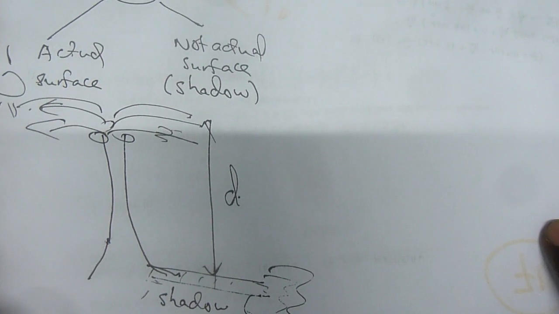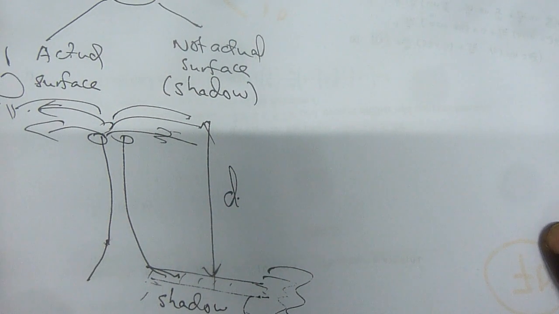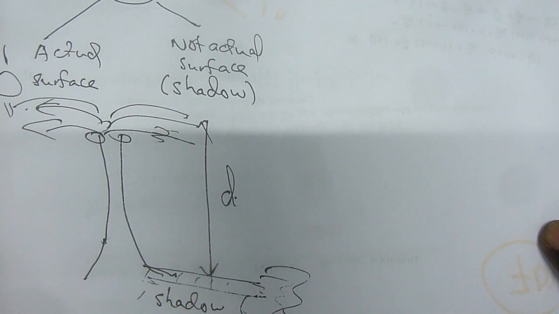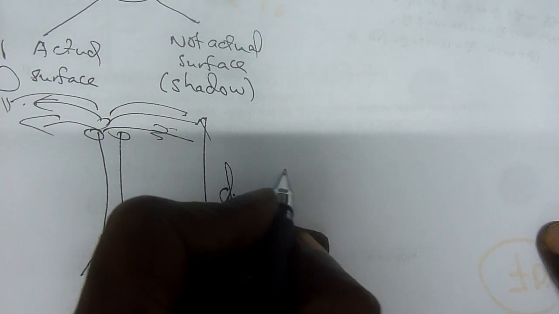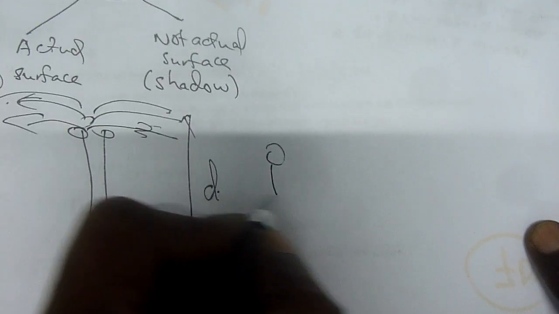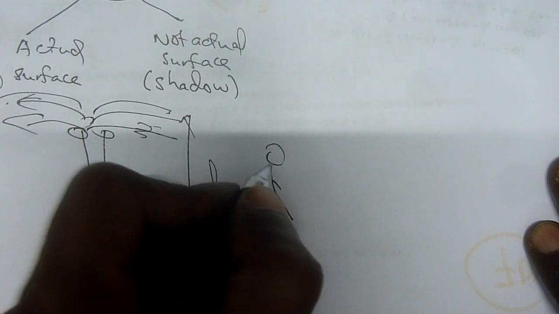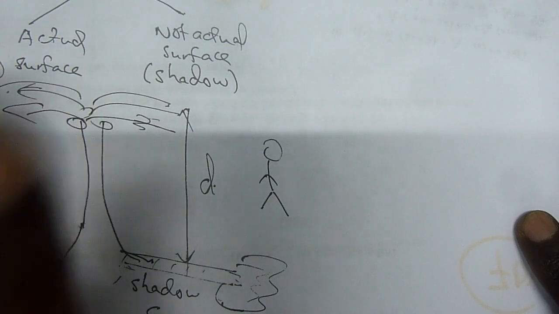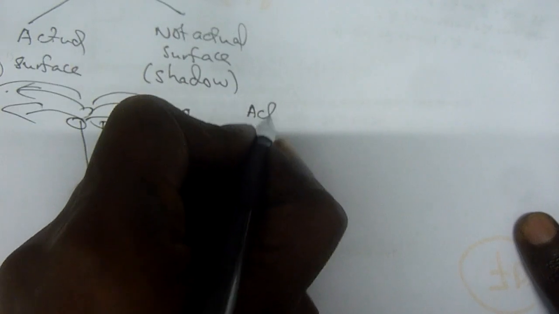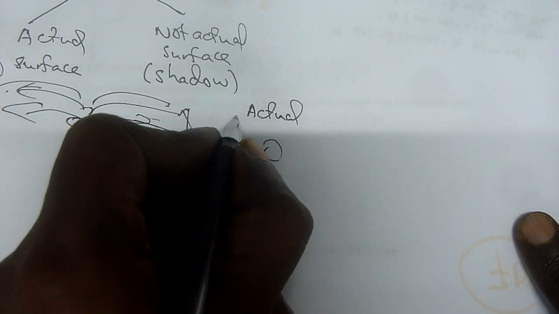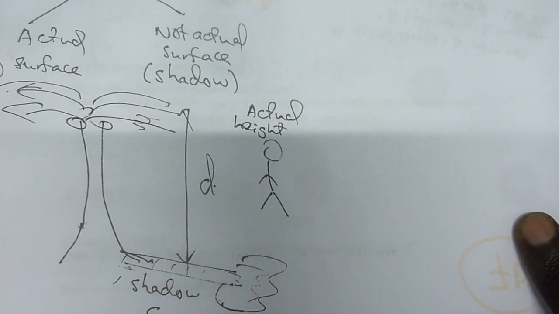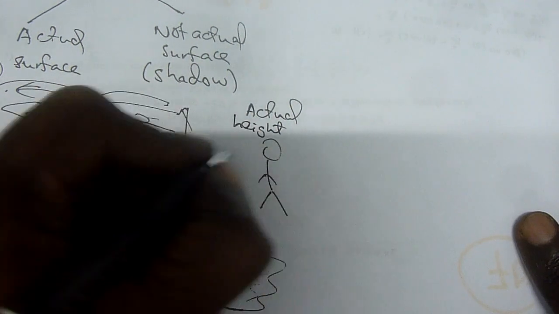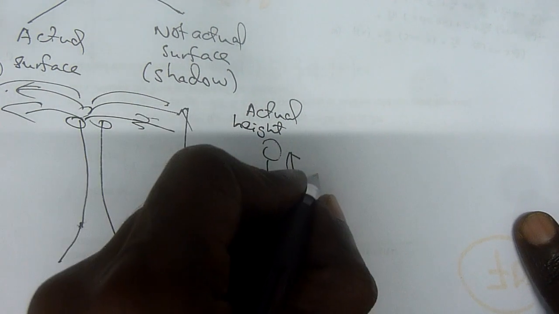Then how to find the D? Is there any way? Got it? Any ideas? No idea. Tada. You must use yours. Your actual height, suppose. If you don't know, then nothing to comment. You should know your actual height. Your actual height is something called A.